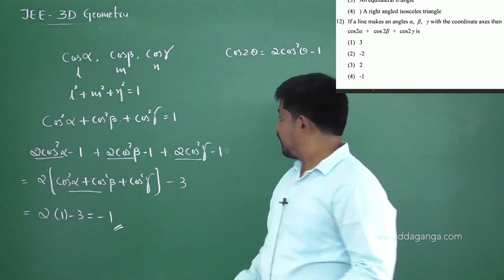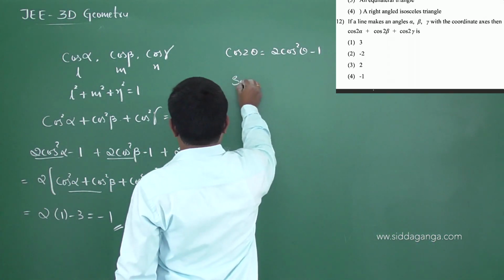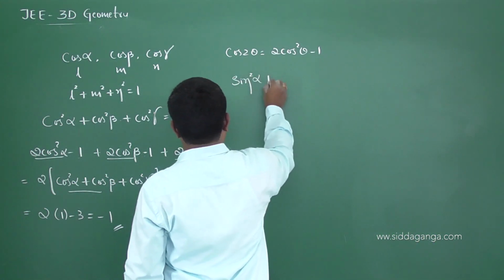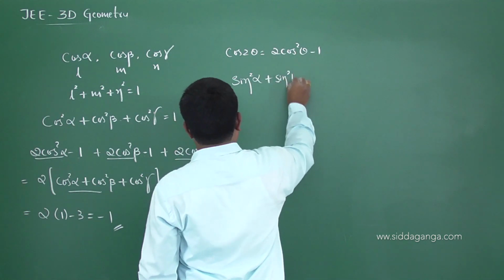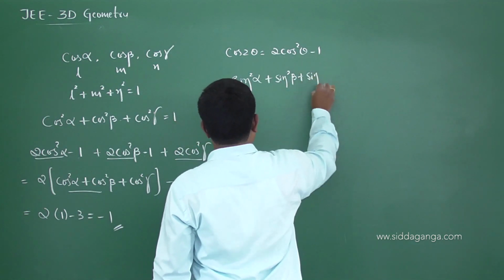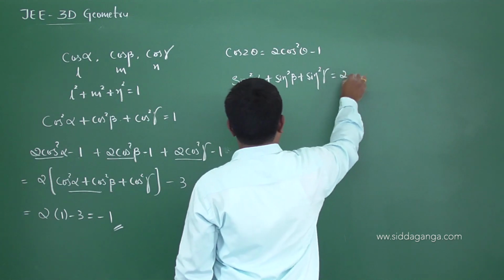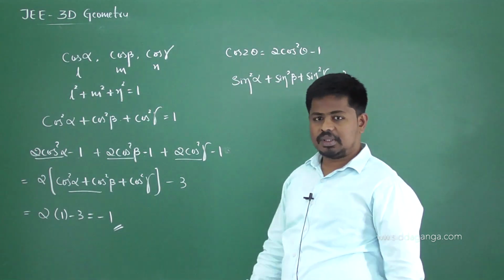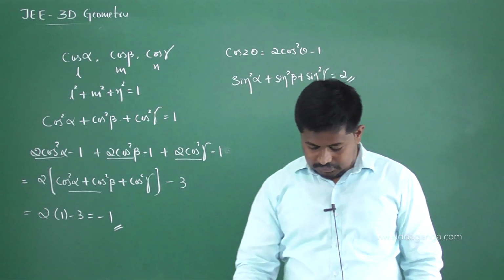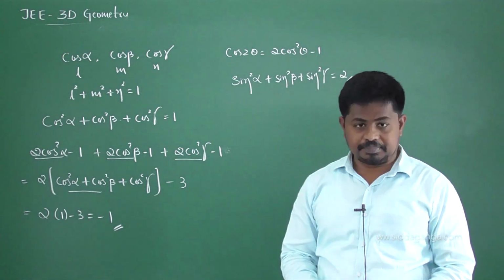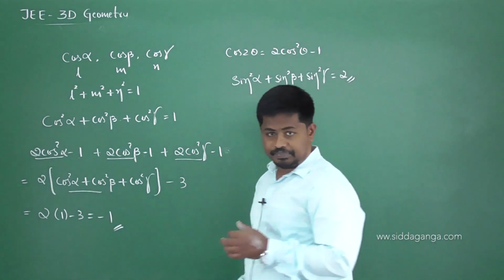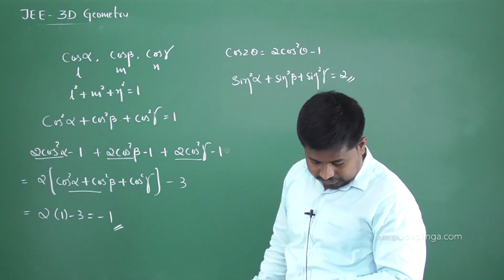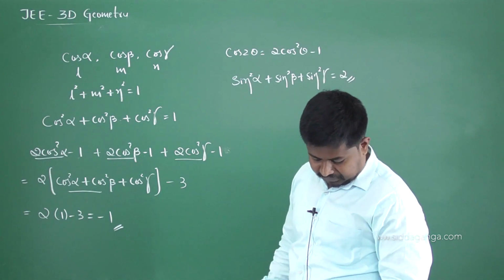In the same way, sin square alpha plus sin square beta plus sin square gamma becomes equal to 2. It's also an important result. Keep it in mind. Okay, so option 4 is the correct one.